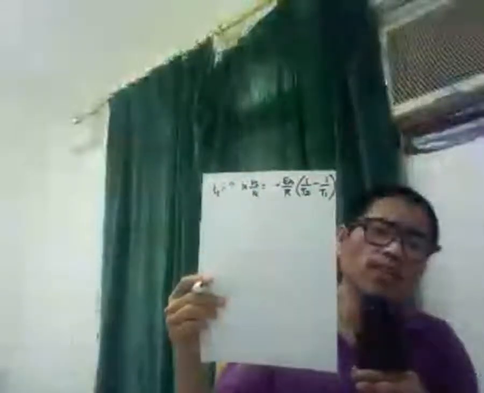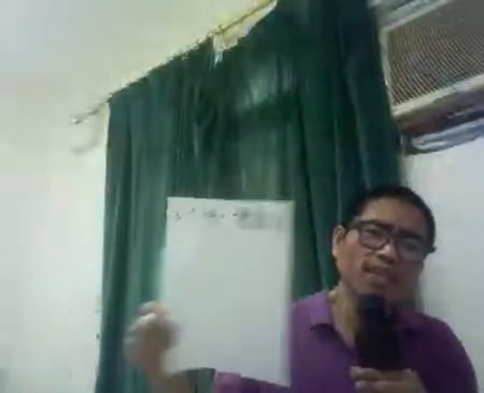Okay, so T2, what will be our T2? Now going back to the formula ln K2 over K1. So ln K2 over K1 is equal to negative EA over R, then 1 over T2 minus 1 over T1. Our problem is to solve for T2. The T2 is in the right side, so shift this first to the left. So negative EA over R.